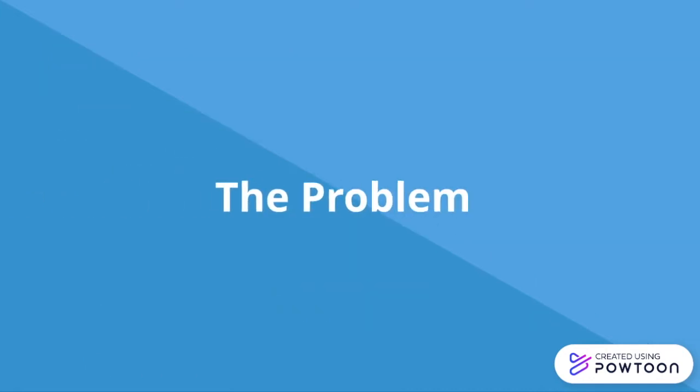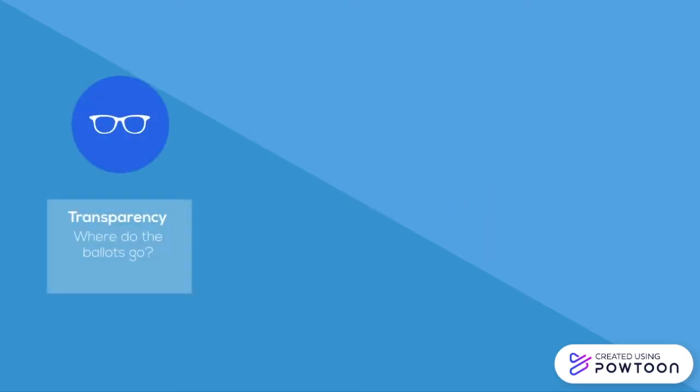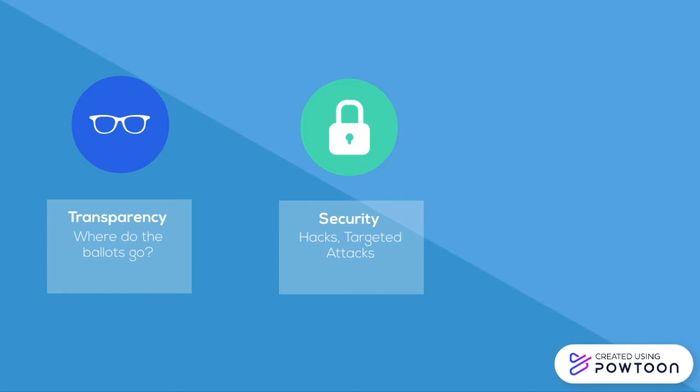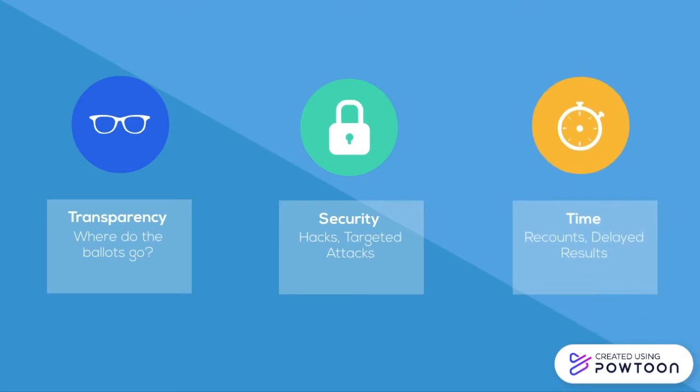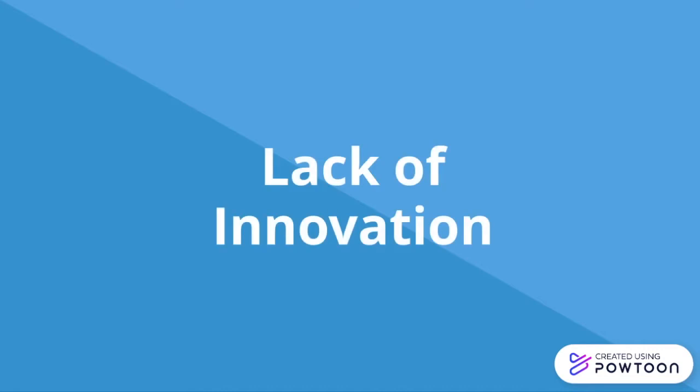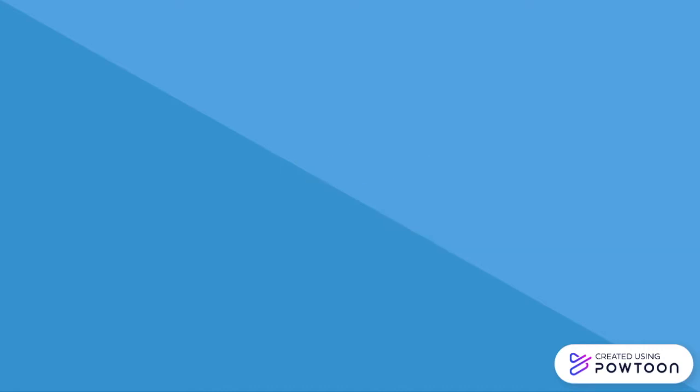So where's the problem? The first is transparency. There's little transparency once the votes are cast and behind closed doors. Modern elections are also susceptible to security breaches, such as hacks and tampering with the results, threatening the integrity of the election. Finally, time. With the implementation of mail-in ballots and audits due to the lack of trust, elections have gotten longer and less efficient. This can all be linked back to a lack of innovation within the voting industry, as is explained here.